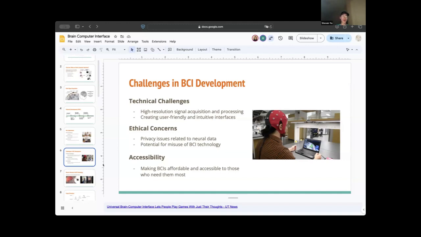And then the third will be ethical concerns. For example, privacy issues related to neural data are important.